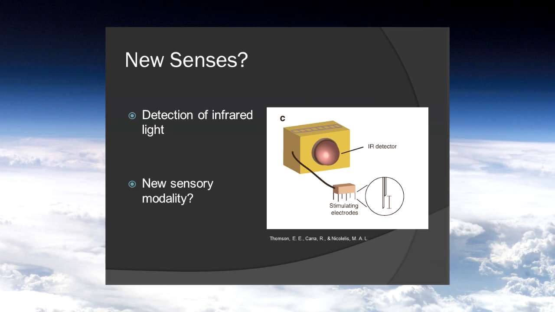So what about new senses? We're kind of moving away from our traditional view of the 5 basic senses. This is something that a group at Duke University, I believe, has done with mice so far. They fit the mice with a little IR detector cap, attached to stimulating electrodes, and that allows the mice to actually perceive infrared light. We're not sure if that's a new sensory modality or not, because of course we can't just ask the mouse how it perceives this new stimulus, but it's definitely a gain of function.